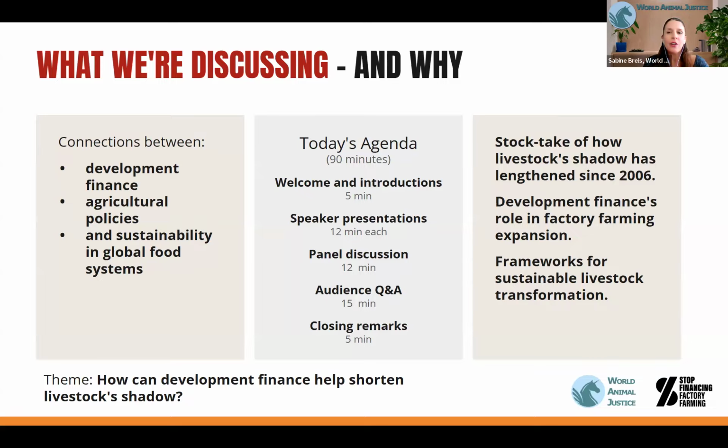We are gathered to discuss lengthening the livestock shadow 20 years after the Livestock's Long Shadow. And over the next 90 minutes, we'll hear from leading experts exploring how livestock production has shaped our food systems, the challenges we now face, and the solutions needed to transform them, including the critical role that development finance can play in shortening the livestock shadow.